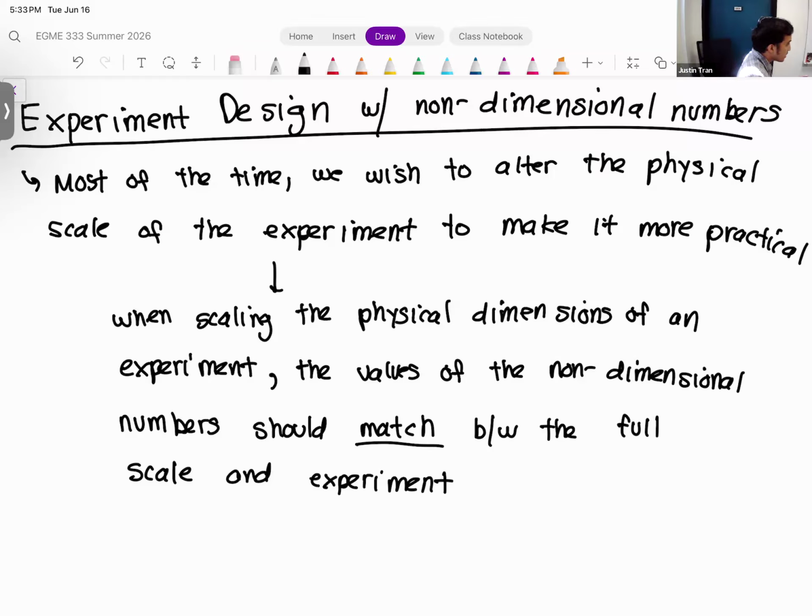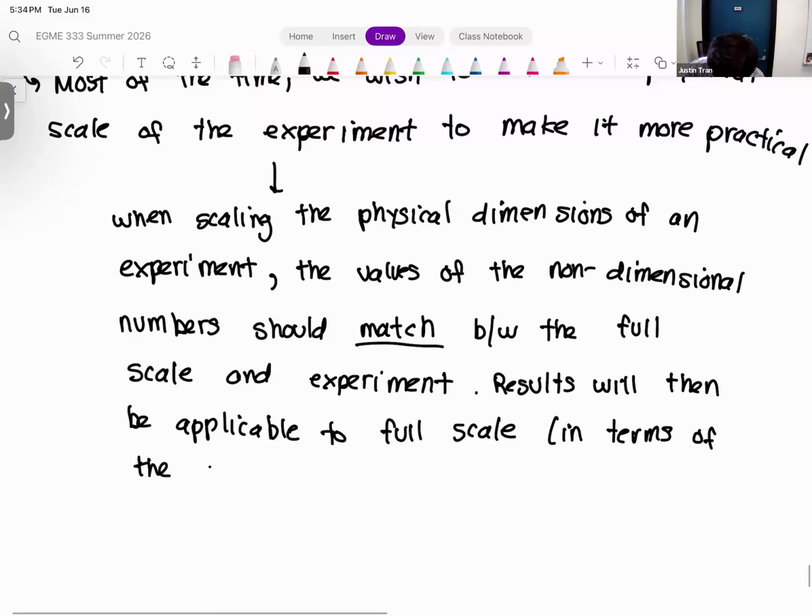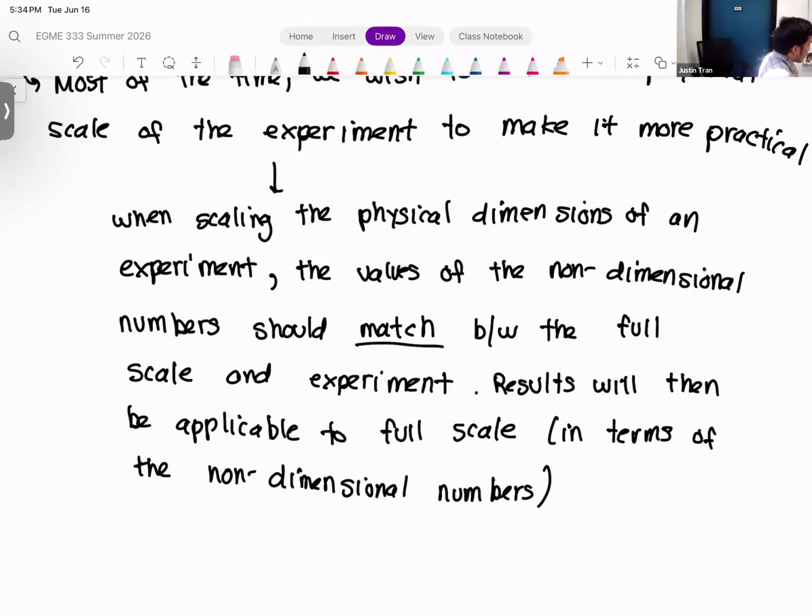And so the idea is that if you can get those non-dimensional numbers to match, by tweaking not only the size, but also other properties as well, then the results of what you obtain will be applicable to the full-scale experiment as well, in terms of the non-dimensional variables. Right, so we're going to do one more example in the last 15 minutes today to walk through what that actually means.